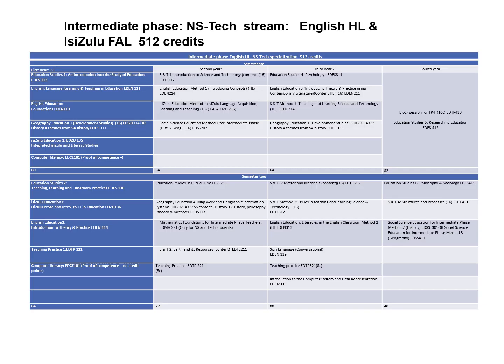This slide depicts the NS Tech stream or specialization with English as home language and isiZulu as FAL. This slide shows you the exact modules that you need to select per semester from year 1 to year 4 in order for you to meet the 512 credits and meet the program requirements to be degree complete. So please use this as a guide.